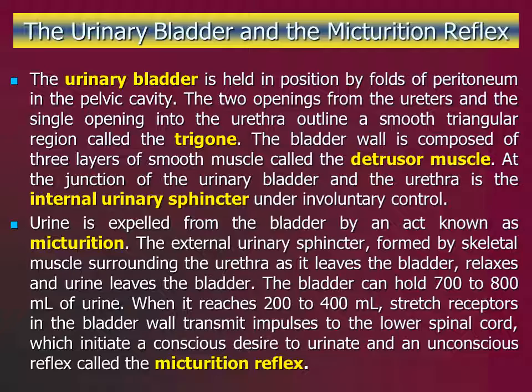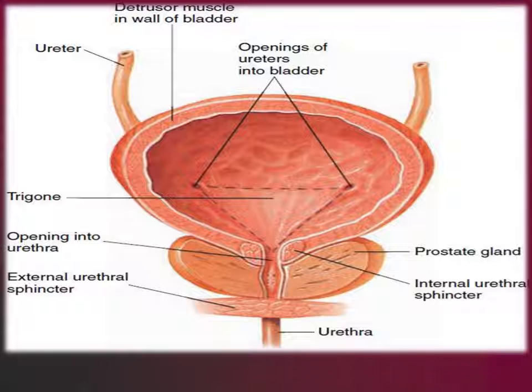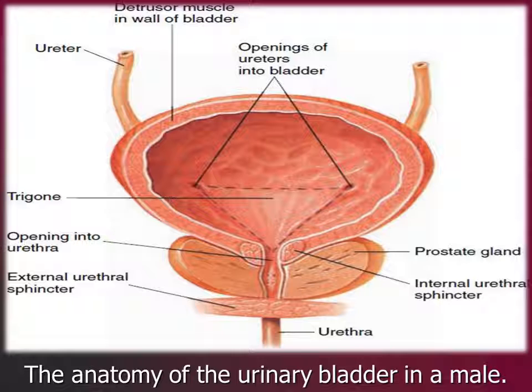During urination, the detrusor muscle of the bladder contracts, as do the muscles of the pelvic floor and abdominal wall. The external urinary sphincter, formed of skeletal muscle that surrounds the urethra as it leaves the bladder, must relax, and urine then leaves the bladder and moves through the urethra to the outside. As you can see, this is the anatomy of the urinary bladder in a male.